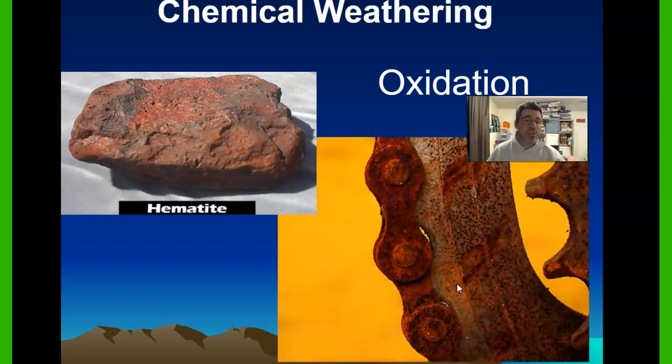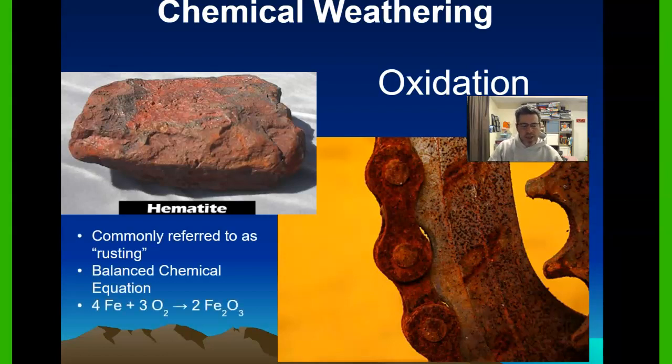And where have you seen this in your everyday lives? Well, if you've ever left your bike out in the rain, your bike chain was chemically weathered. It oxidized. We call this rusting. And here's your balanced chemical equation: 4Fe plus 3O2 yields 2Fe2O3, or just iron oxide.